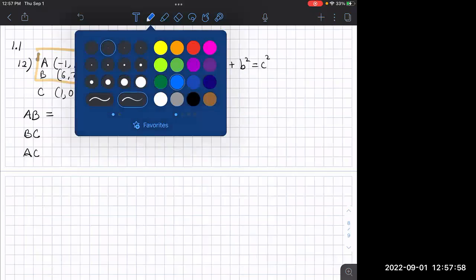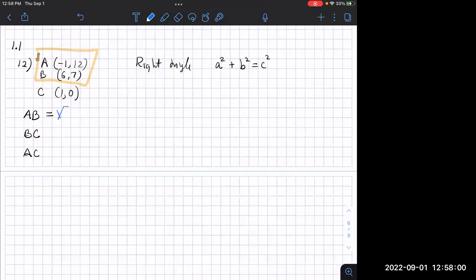So I guess we're doing blue now. So it's the square root of what? So it's x squared minus x1. Do you want me to fill it in? Okay, fill it in. Yeah, so x sub 2 minus x sub 1 squared plus y sub 2 minus y sub 1 squared.